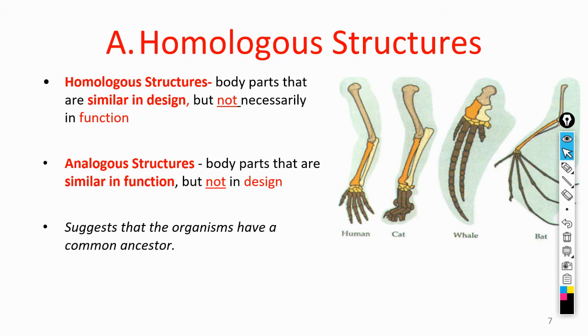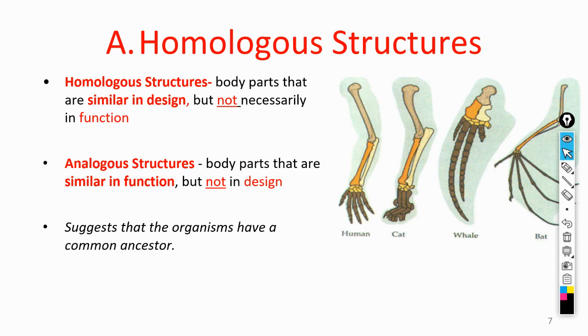One of the ways that we compare organisms is by structural analysis of homologous structures. We've seen this term before, homologous, or homos, which means same. In this case, homologous structures are body parts that are similar in design. So structurally, they're the same or very similar, not necessarily in function.